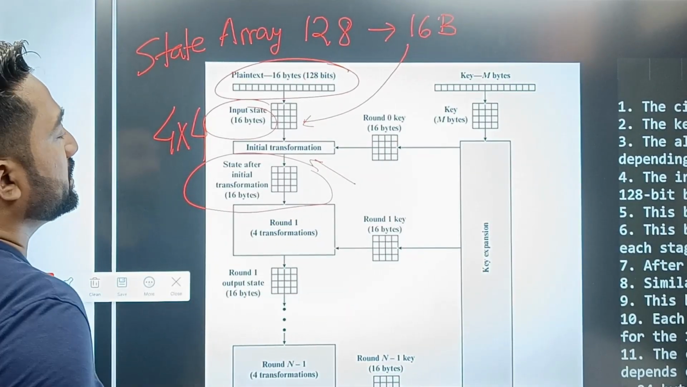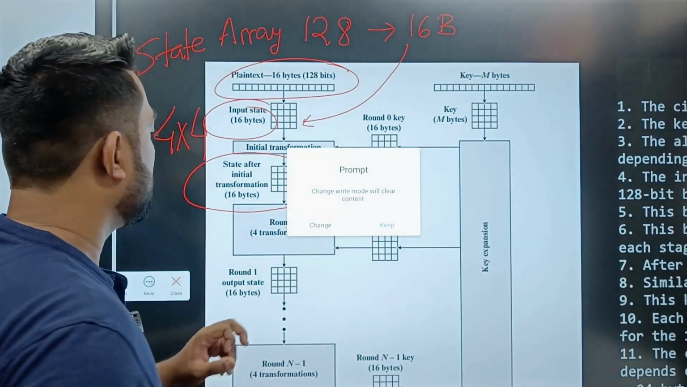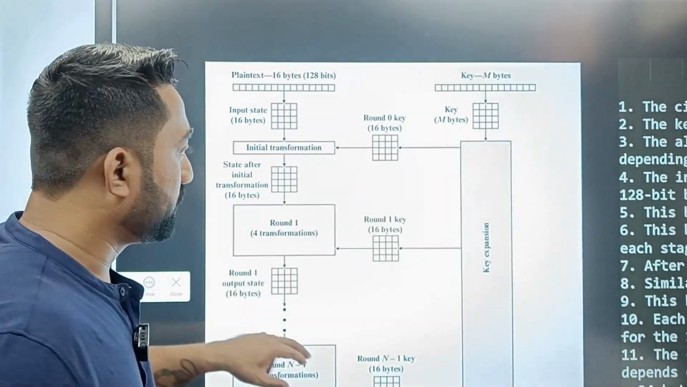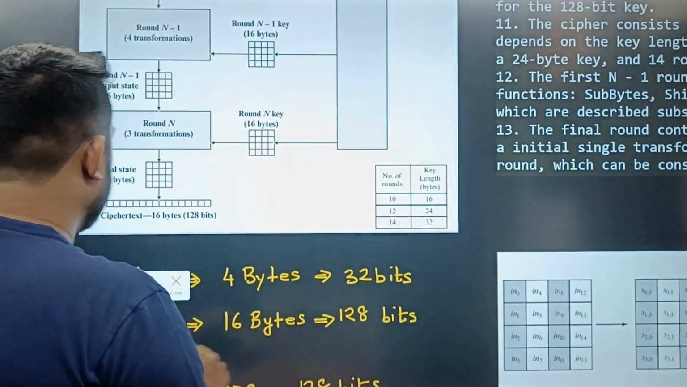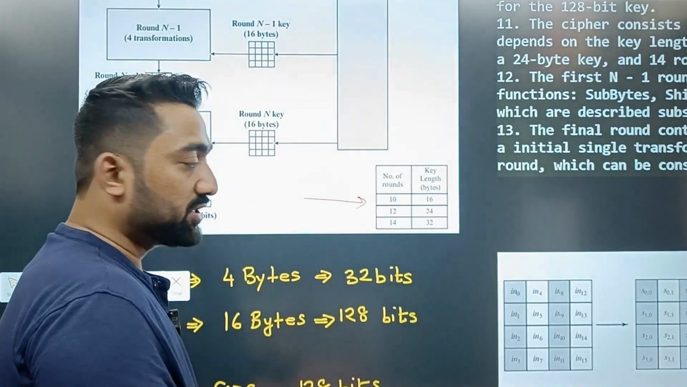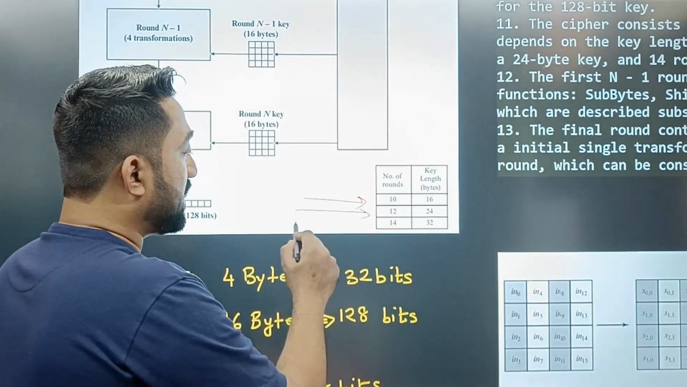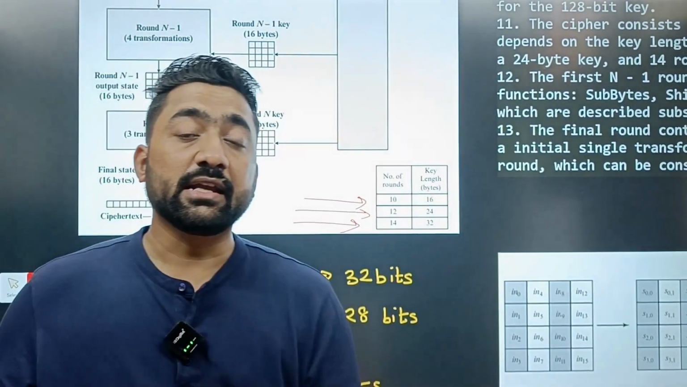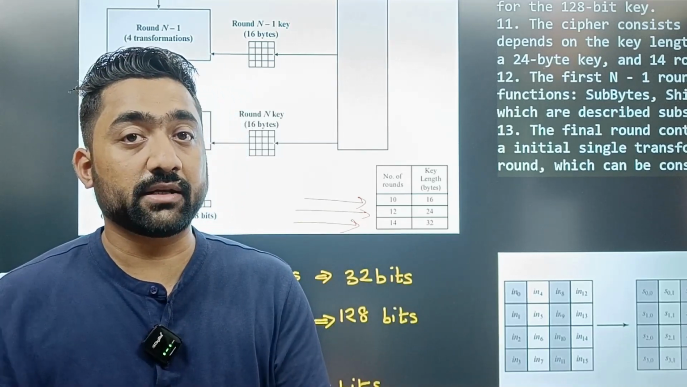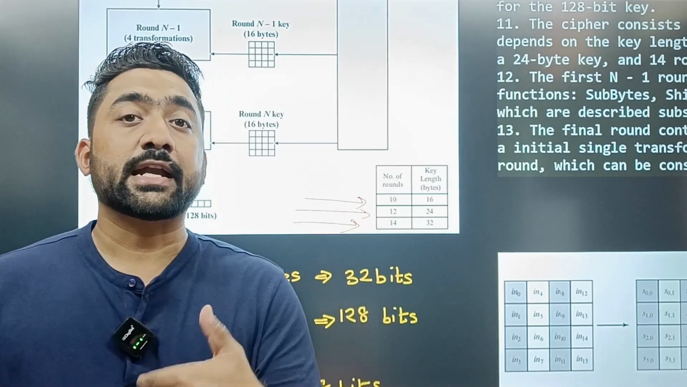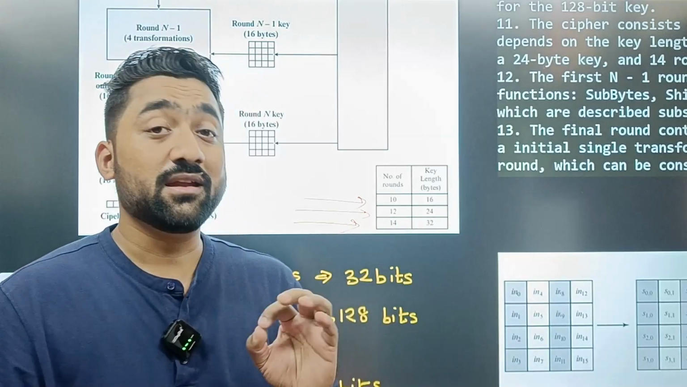Now what happens is, depending upon the block size, depending upon the plain text size, AES can have a multiple number of rounds. For example, AES 128 will have 10 rounds, as you can see over here, AES 192 will have 12 rounds, and AES 256 will have 14 rounds. Again, I'm repeating, depending upon the block size, the number of rounds will vary. For 128-bit AES, there will be 10 rounds. For 192-bit AES, there will be 12 rounds. And similarly, for 256-bit AES, there will be 14 rounds.